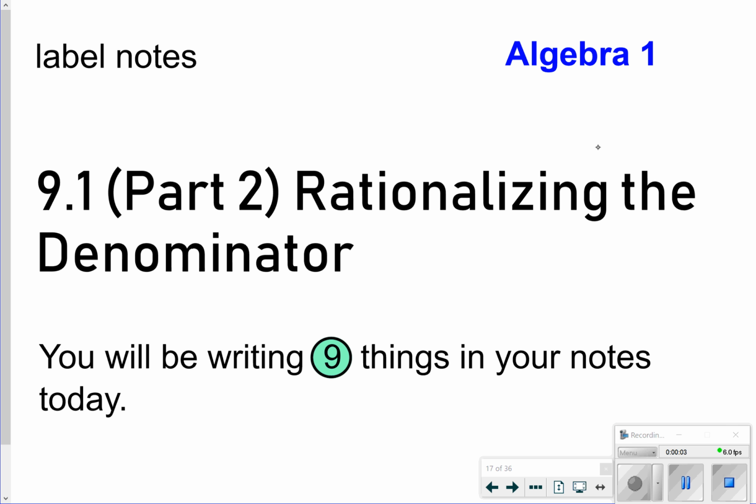Today we're going to be looking at lesson 9.1, which is part 2, Rationalizing the Denominator. Today we're going to be looking for 9 things to go on our notes. Let's go ahead and get started.